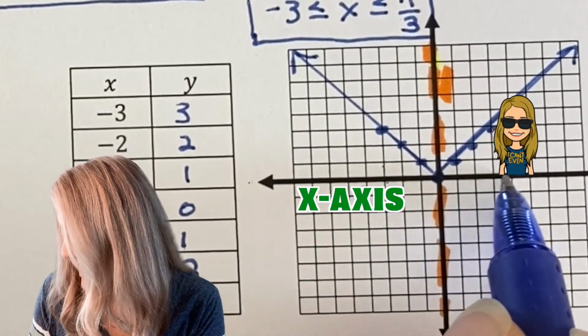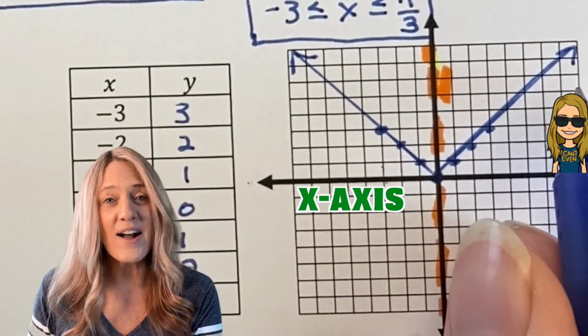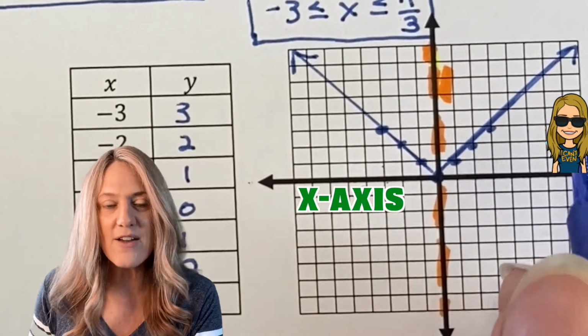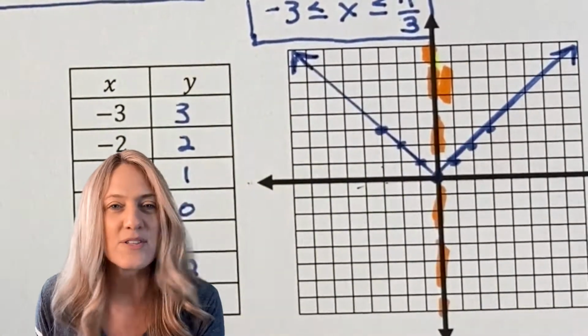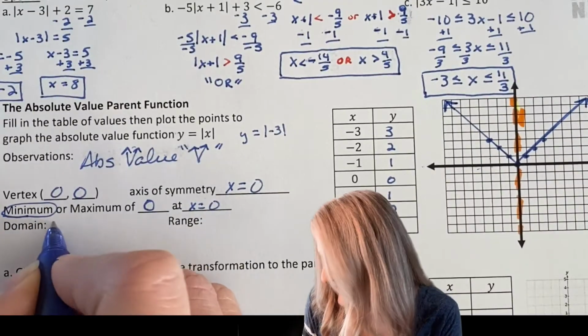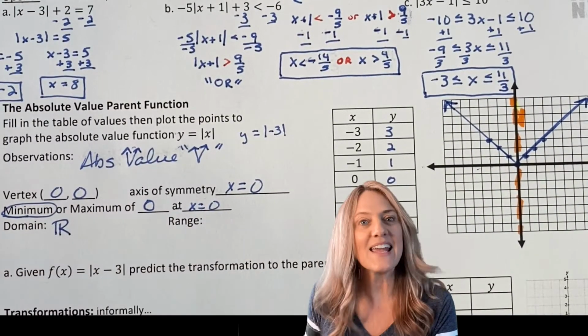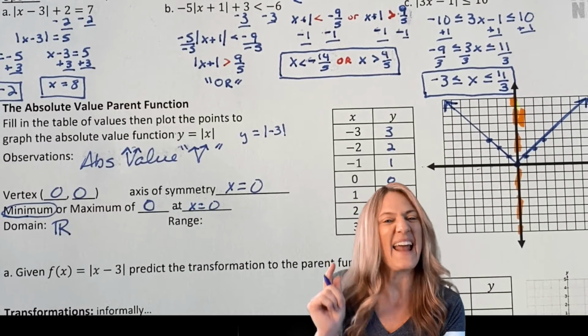Keep walking, keep walking, keep walking. Sure enough, I can see part of the graph everywhere because remember, it extends indefinitely. That's why I have arrows on the ends there. So I can say all real numbers. Any x value I put in will give me an output.